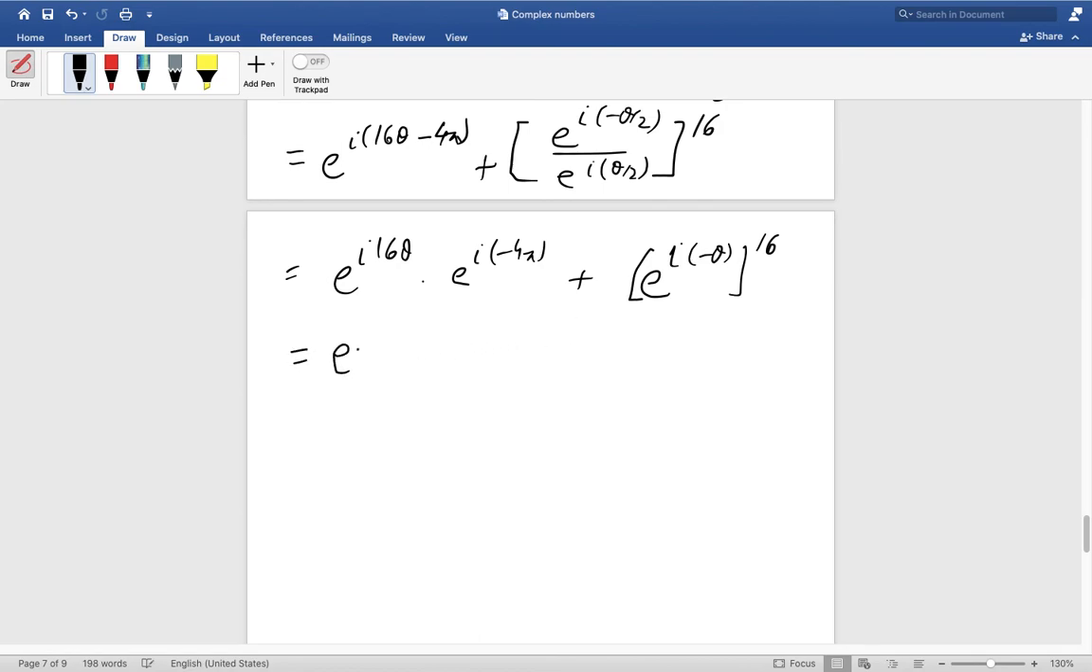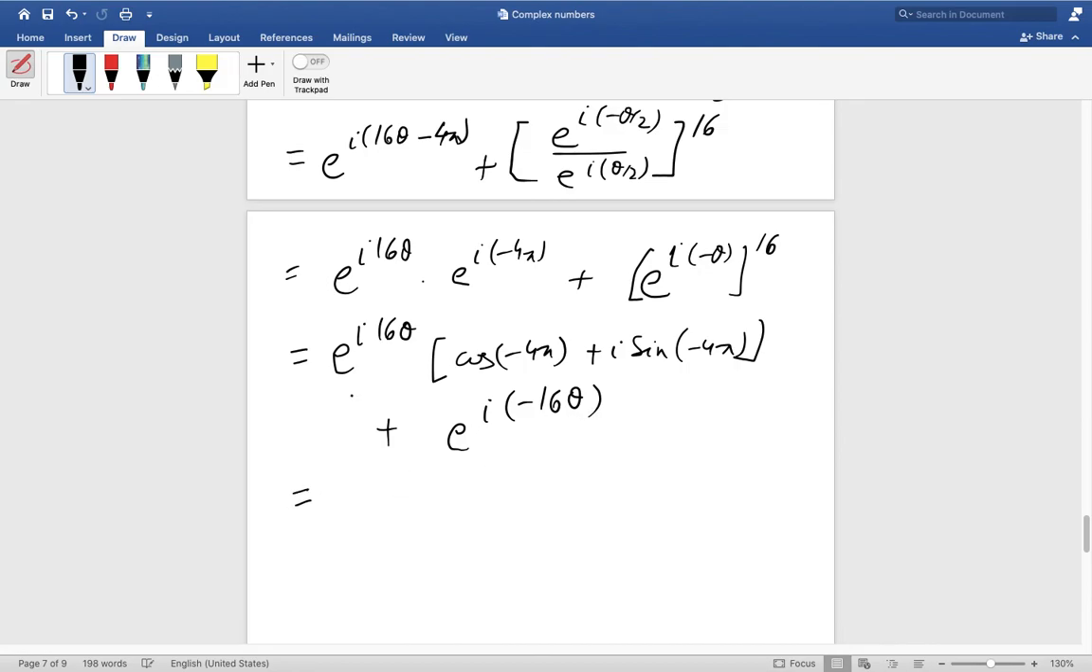E to the power iota pi is what? Cos pi plus iota sin pi. So cos of minus 4 pi plus iota sine of minus 4 pi plus e to the power iota minus 16 theta. I have taken the bracket 16 inside. So e to the power iota 16 theta. What is cos of minus 4 pi is 1. Sine of minus 4 pi is 0. So it's gone.